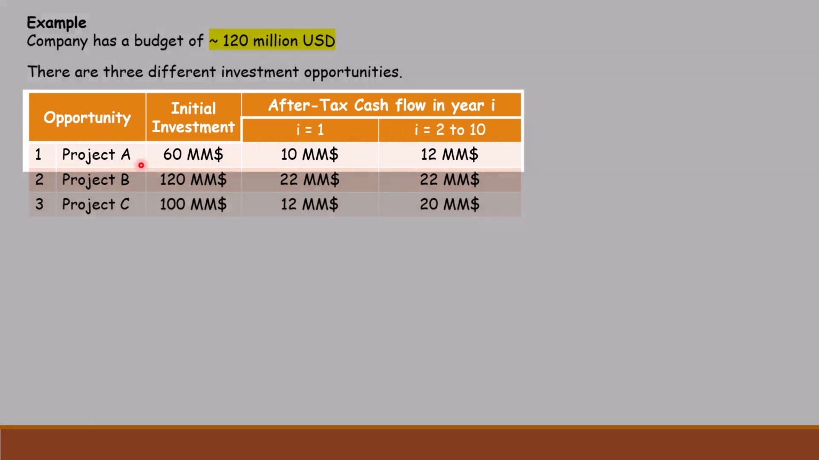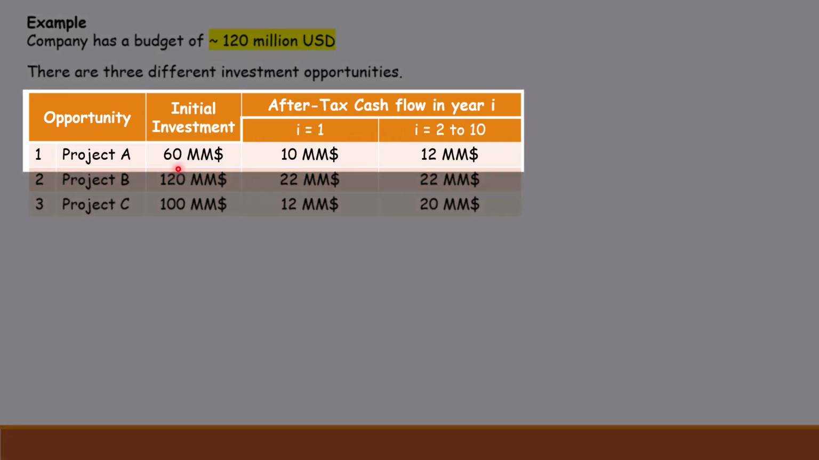Project A requires an initial investment of 60 million US dollars, and the cash flow generated in the first year will be 10 million US dollars. From the second year onward, it would be 12 million.